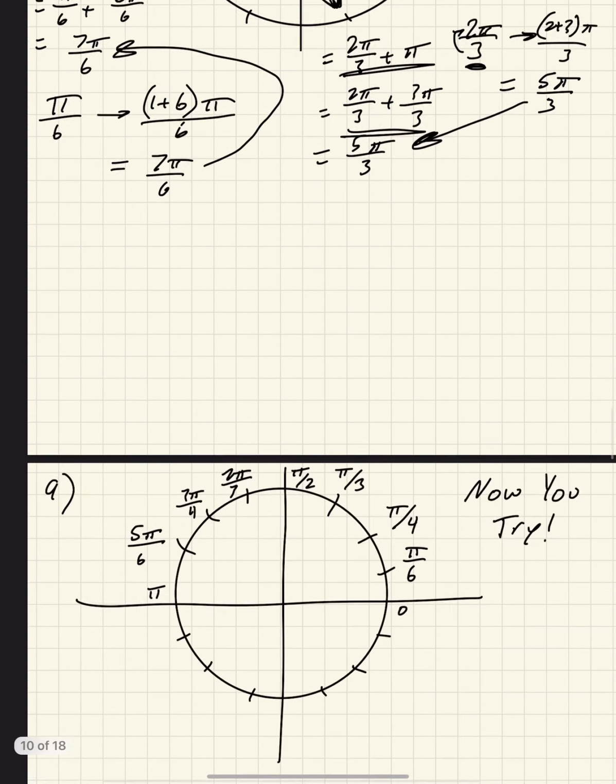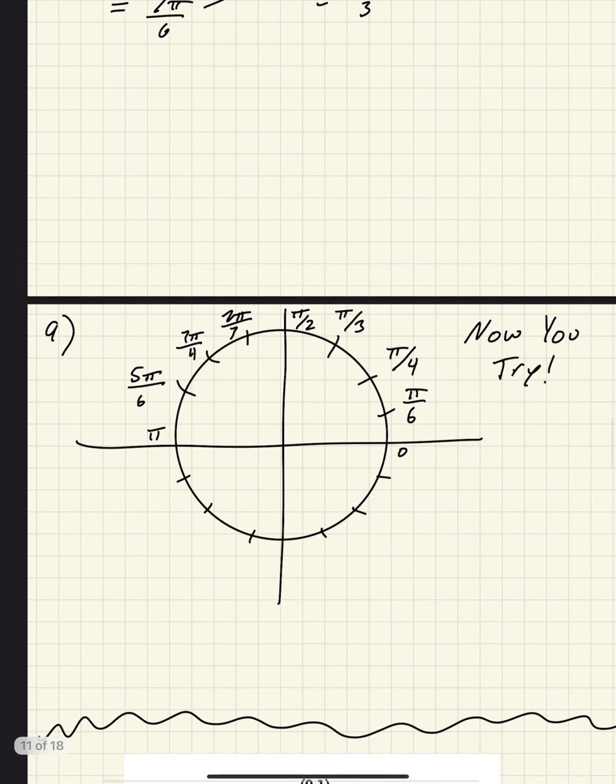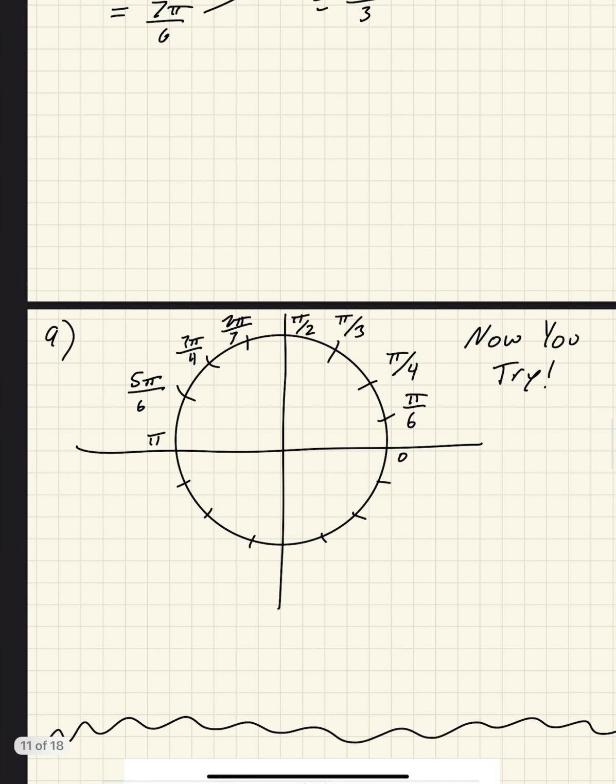So I now want you to fill out the rest of the circle using this method and without peeking back at our original unit circle.